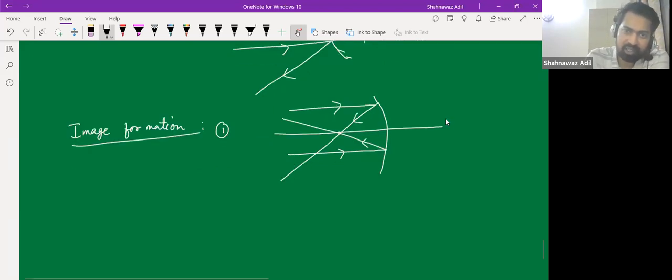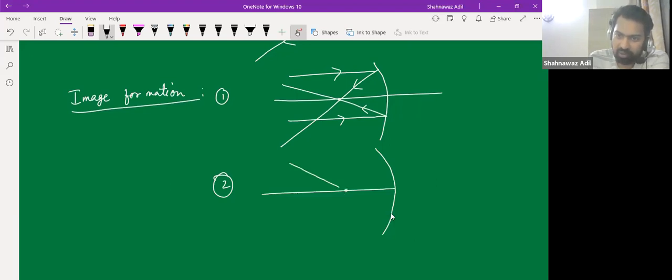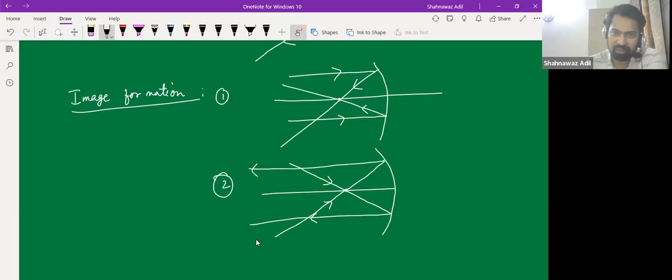And the second law is that all the lines that go past this focus will reflect parallel to this principal axis, right? So let's say one line is coming in this way, so this will go parallel to the principal axis, right? This is the second thing.